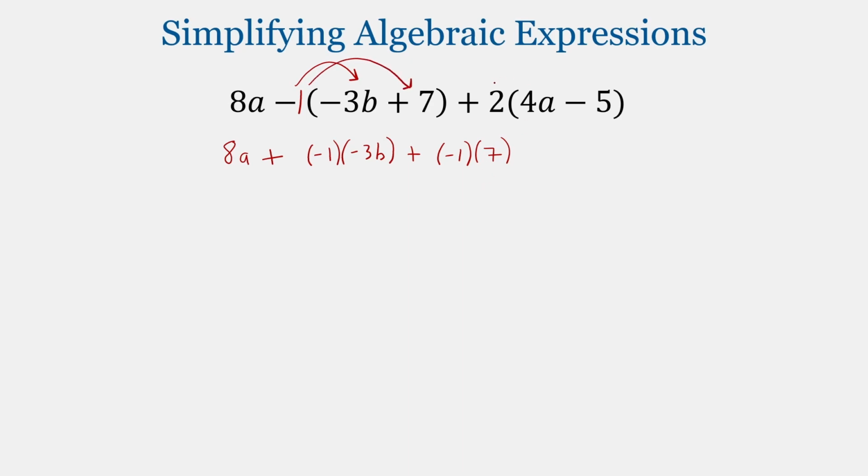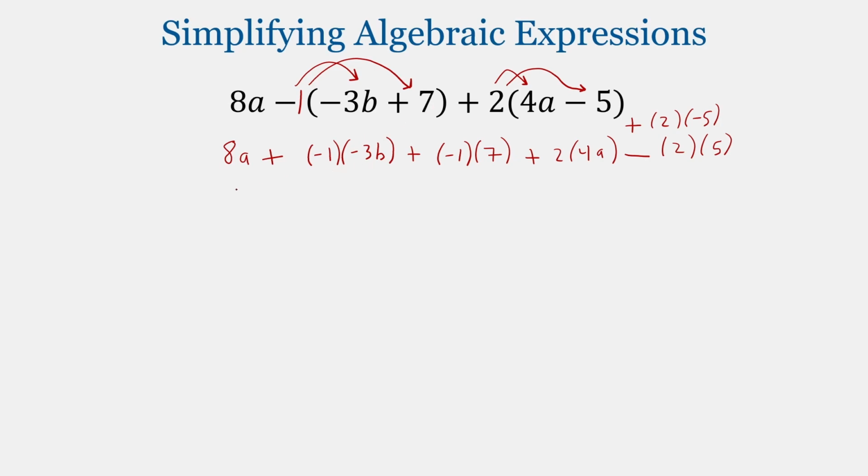Then we're going to do the same thing with this 2. We're going to distribute it to both terms within this set of parentheses. So that's going to give us plus 2 times 4a. And then I'm going to go ahead and put the subtraction here, minus, and then write 2 times 5. You could also write this as plus 2 times negative 5, because subtraction is addition of the negative.